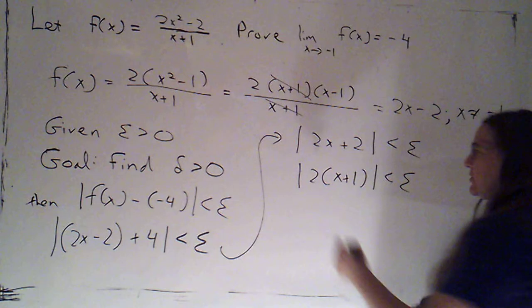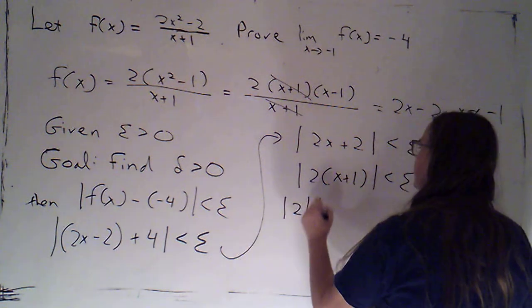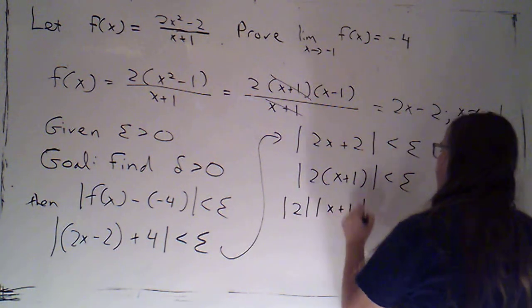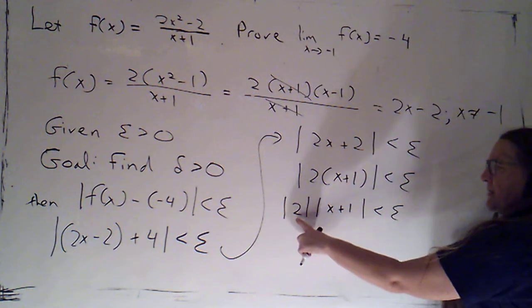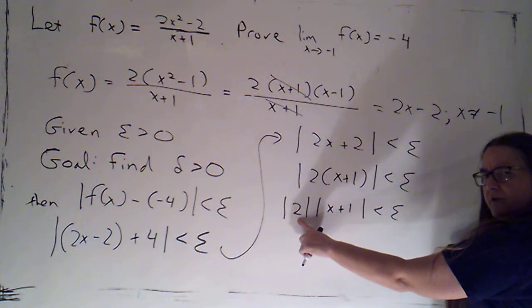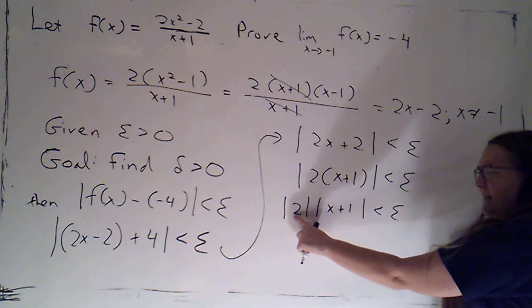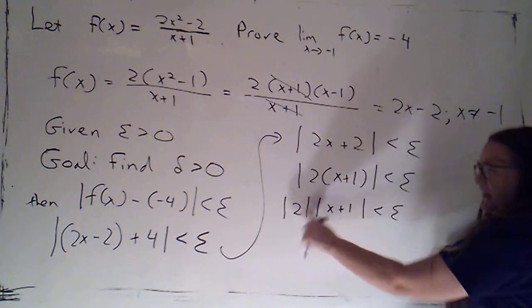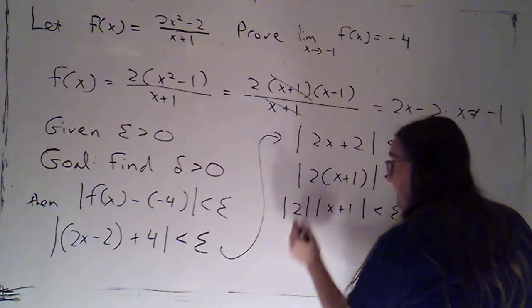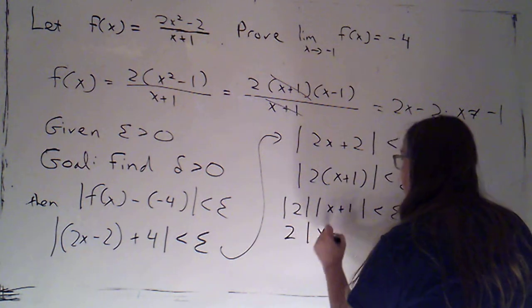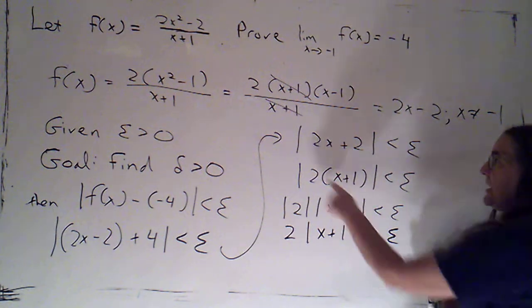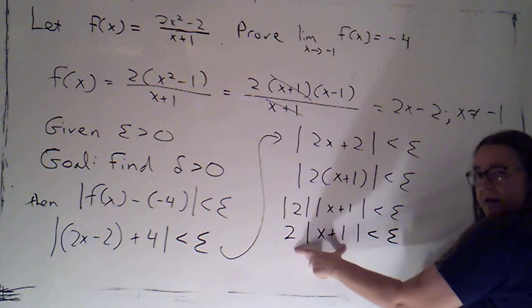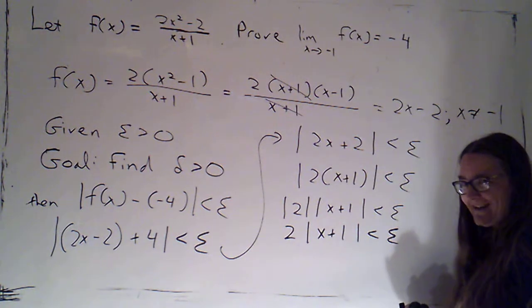Absolute values distribute over multiplication, so that's the absolute value of 2 times the absolute value of x plus 1 being less than epsilon. Notice I was careful to keep that in absolute values here. In our last example, we had a negative number there. It is true that the absolute value of 2 is 2, so this becomes just 2 times the absolute value of x plus 1 is less than epsilon. If you went straight from this line to this line, your work is correct.